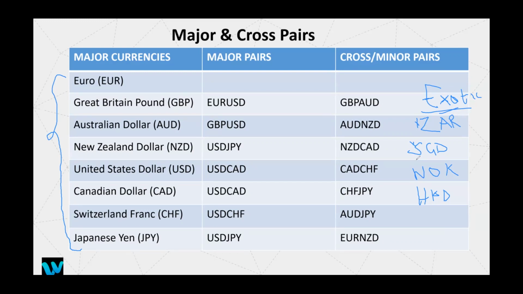I have NGNZAR. Cool. That's Nigerian naira and South African rand. Or the South African rand may come first, depending on how they do the nomenclature, because these ones are not traded. It's not a traded currency, but it's an exotic.